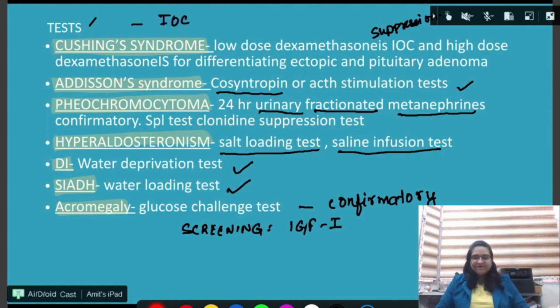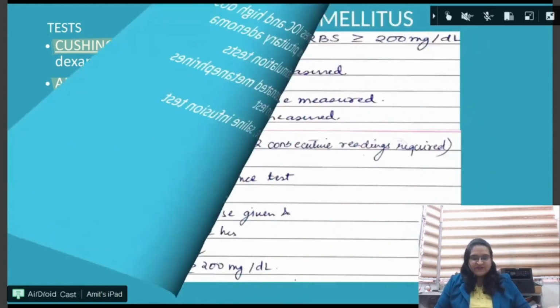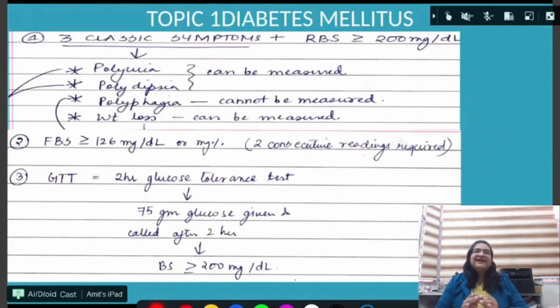Now starting with the first topic, which is diabetes mellitus. In diabetes mellitus, you all should know that there are 3 classical symptoms. Four are there, but polyuria, polydipsia, polyphagia and weight loss. So these classical symptoms plus a random blood sugar of more than or equal to 200 milligram per deciliter, then we say it is diabetes.